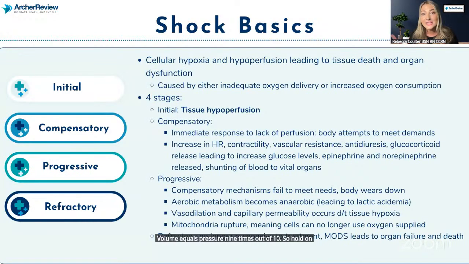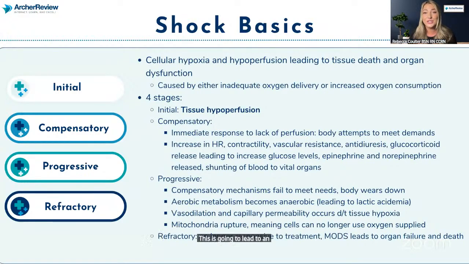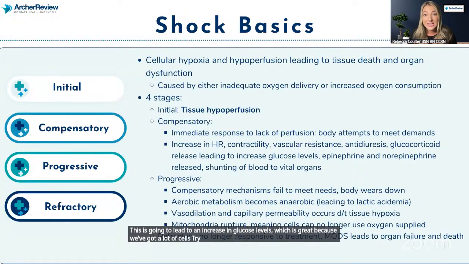We're going to release some steroids. This is going to lead to an increase in glucose levels, which is great because we've got a lot of cells trying to create energy. They are trying to make ATP. We need glucose to do that, so we can use some glucocorticoid release and increase those glucose levels.